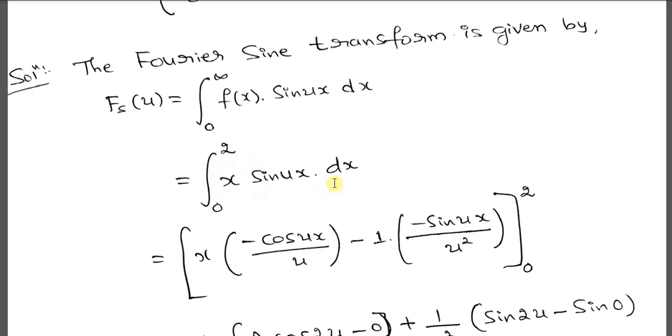Now we have to integrate as usual using Bernoulli's rule or integration by parts. We take x as the first function and sin ux as the second function. First function as it is, integration of sin ux is minus cos ux by u, minus differentiation of x which is 1, again integrating: integration of cos ux is sin ux by u, but one more u is there, so u square. Upper limit is 2 and lower limit is 0.